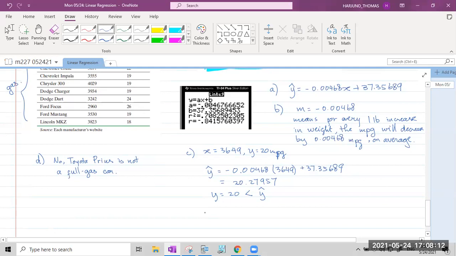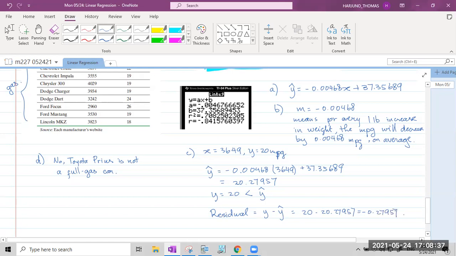Now going over furthermore, using part C. What is the residual? It will be Y minus Y hat. That is 20 minus 20.27957, which is negative 0.27957. That's the residual.